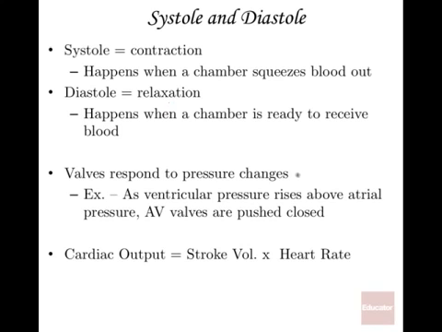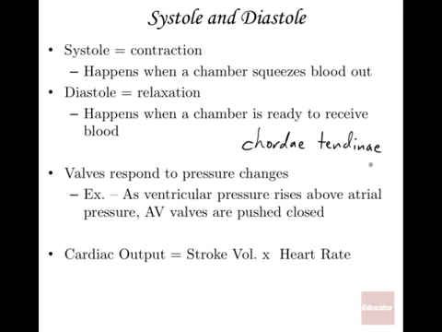The valves respond to the pressure changes. I told you I would tell you more about those little tendons. There's little kind of like white strands associated with the valves as they open and close. So as ventricular pressure rises, boom, as they contract above the atrial pressure, that causes the AV valves to be pushed closed. And then when the ventricles relax and they expand, that pulls on those little white tendons. They're called chordae tendineae.